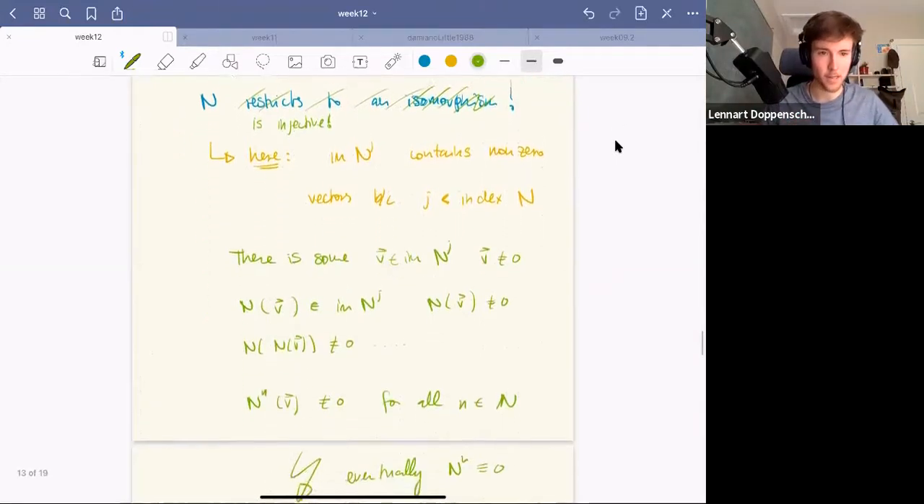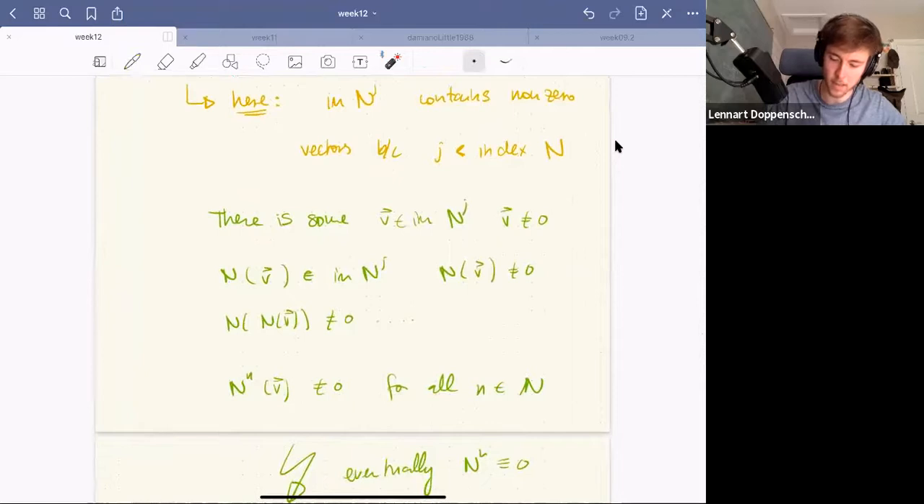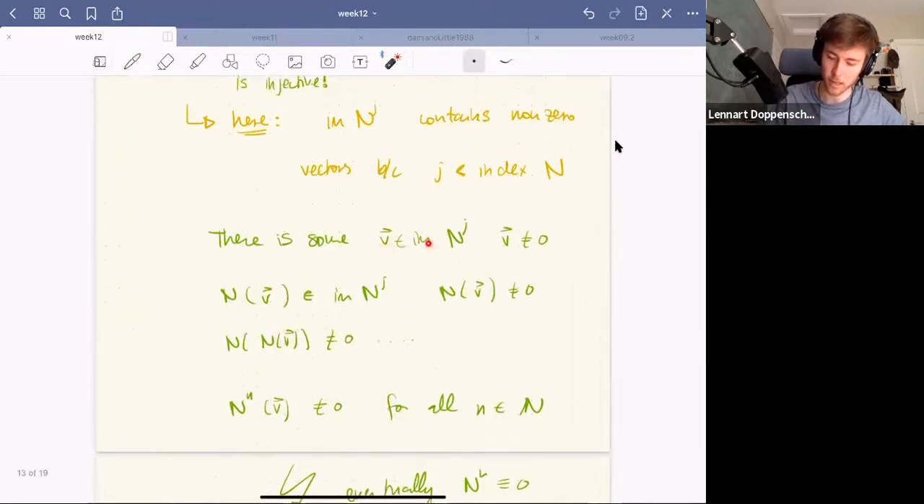So why is the second one non-zero? Yeah, why is this non-zero? Well, we started with something non-zero in the subspace. We know that n is injective on the subspace, and so it sends something non-zero to something non-zero. But then we have something non-zero, and we just repeat the game. We apply n to something non-zero, it's injective, it produces something non-zero, and so it goes on and on and on.